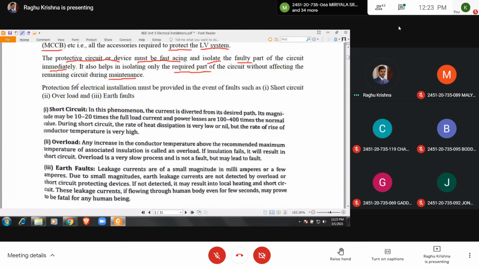So next, protection of electrical installation. Protection for electrical installation must be provided in the event of faults, such as a short circuit. Okay. So when a short circuit occurs due to failure of insulation, that part must be isolated. That equipment must be isolated from the remaining portion. Next, overload. Sometimes overload may occur. Okay. So next, earth faults.